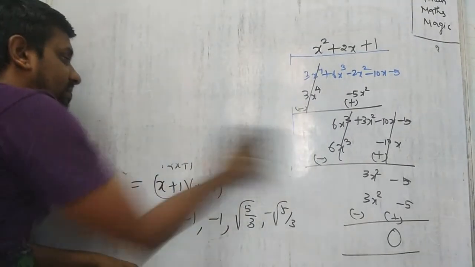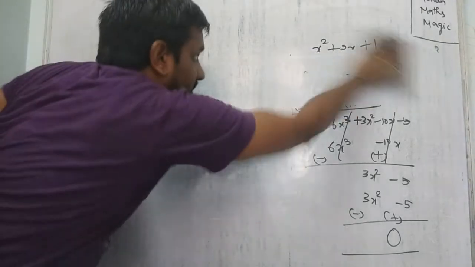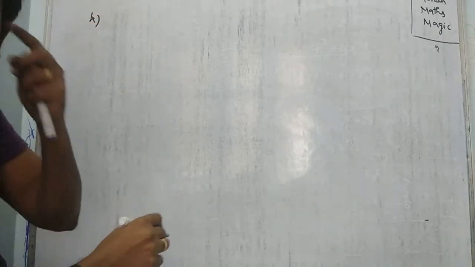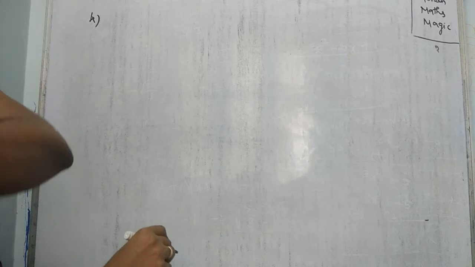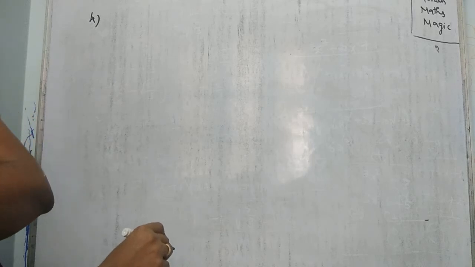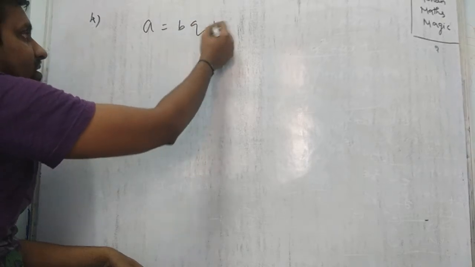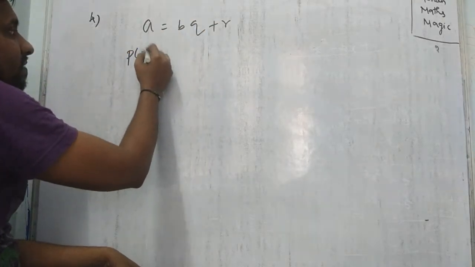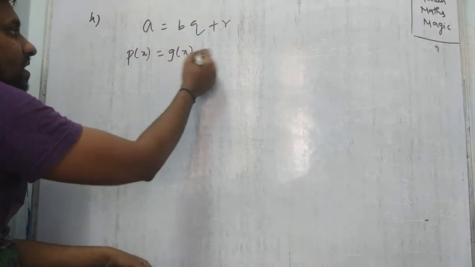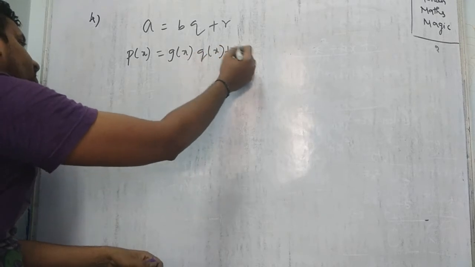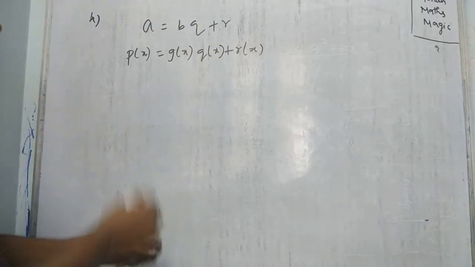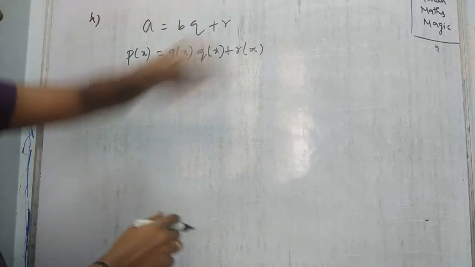This is a very important sum. There are many sums based on this. The fourth sum is based on the division algorithm: a equal to bq plus r. Fourth Roman: on dividing a polynomial g of x, the quotient and remainder are given; find g of x. That is, a equal to bq plus r, so p of x equals g of x into q of x plus r of x. They are comparing these. I said a equal to bq plus r for your knowledge.